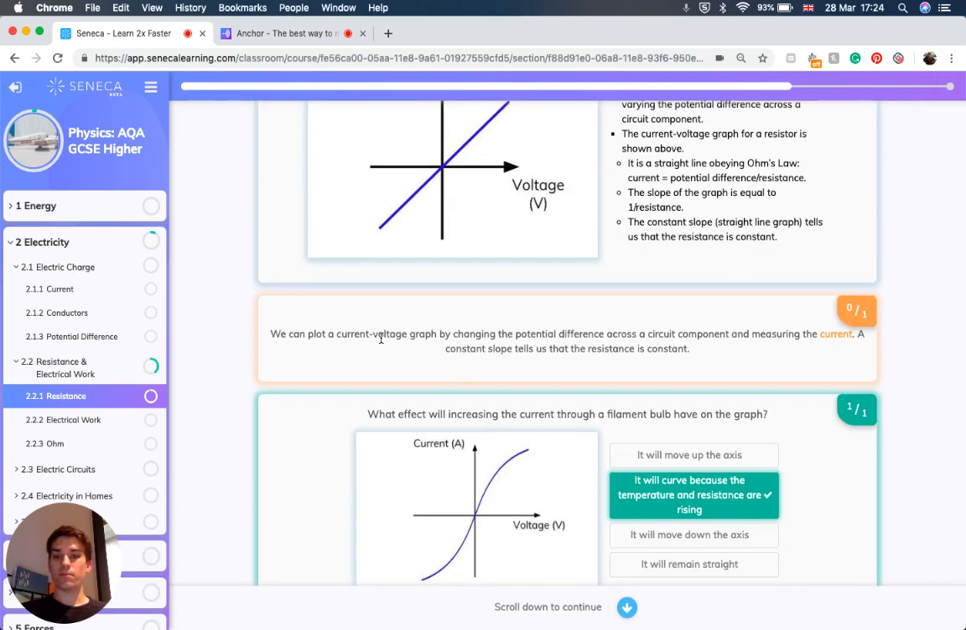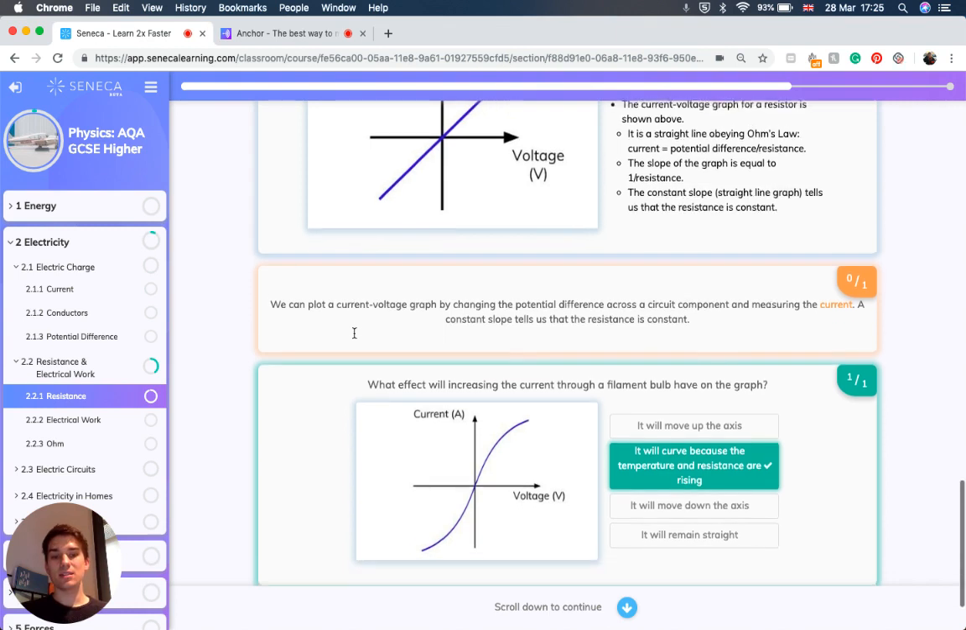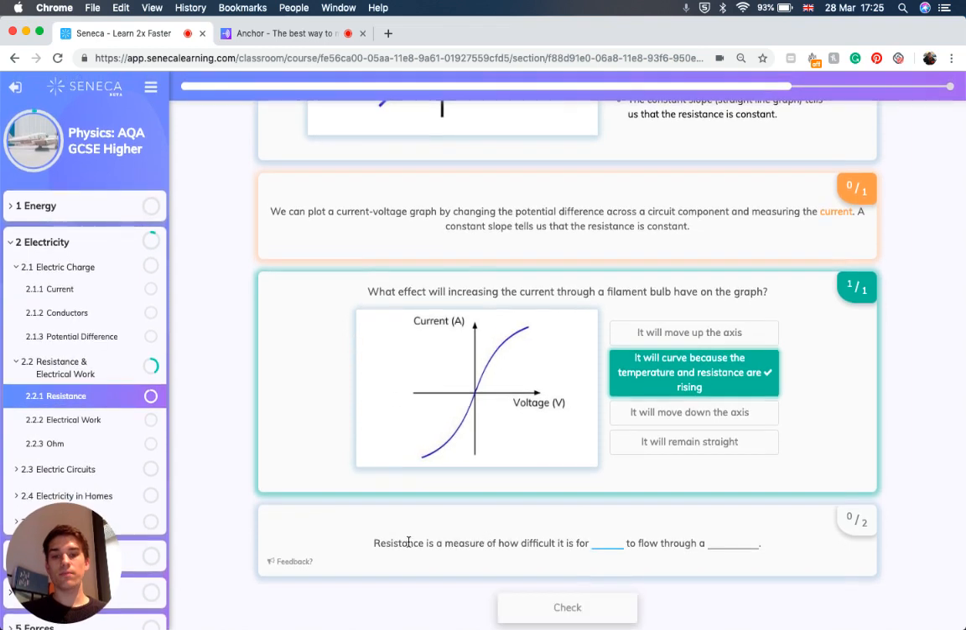and there's a constant slope, which means it's a straight line graph, and that tells us that resistance is constant. To recap, we can plot a current voltage graph by changing the potential difference across a circuit component and measuring the current. A constant slope tells us that the resistance is constant. And resistance is a measure of how difficult it is for current to flow through a component.